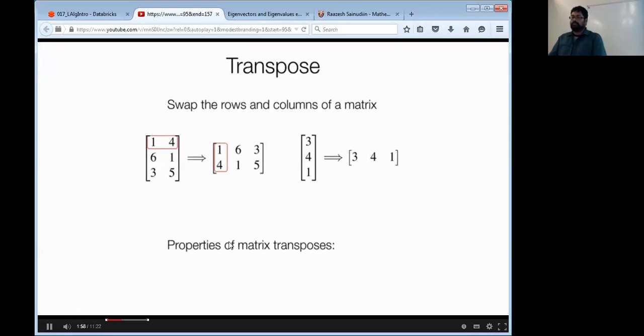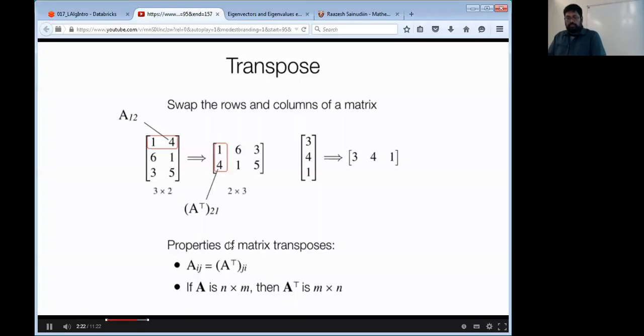Let's talk about 2 different properties of matrix transposes. The first is that A_ij, the ij entry of A, equals the ji entry of its transpose. We see this as follows: A_12 equals 4, and similarly, A transpose 21 equals 4. Second, if A is m by n, then A transpose is n by m. For example, the 3 by 2 matrix, when transposed, becomes a 2 by 3 matrix, and similarly, the 3 by 1 vector becomes a 1 by 3 vector. Both of these properties follow directly from the definition of a transpose.